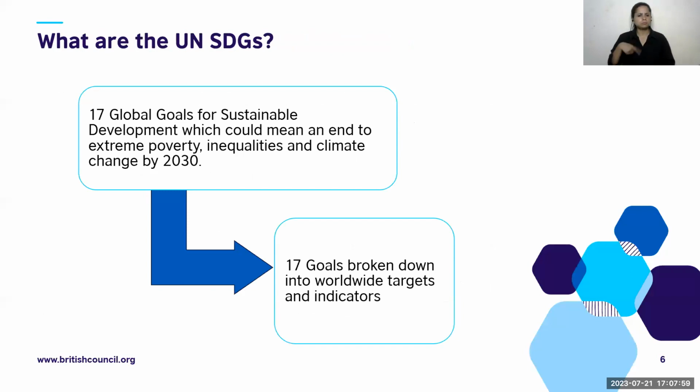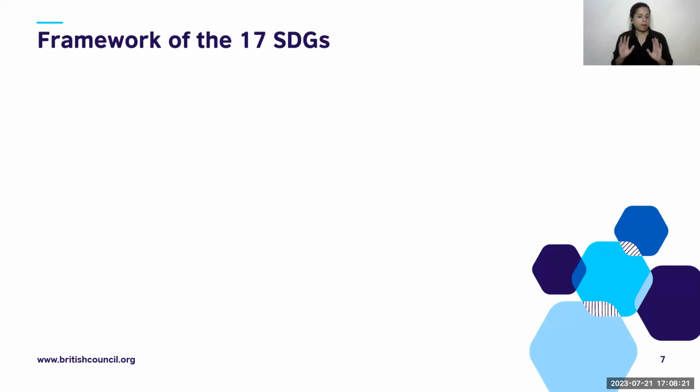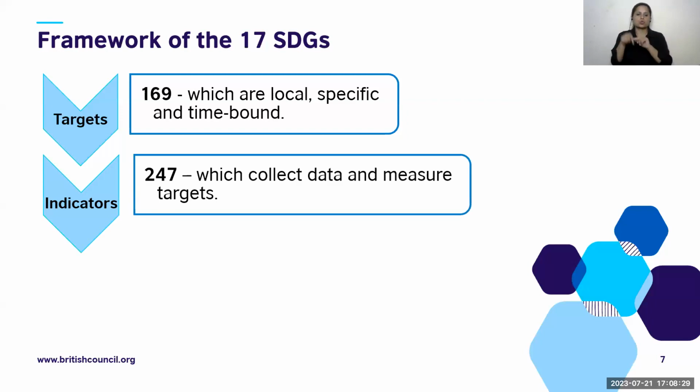What are the United Nations Sustainable Development Goals? There are 17 global goals for sustainable development, which could mean an end to extreme poverty, inequalities, and climate change by 2030. These 17 goals are further broken down into worldwide targets and indicators. So the framework of the 17 SDGs is up on your screen now. There are 169 targets, which are very local, specific, and time-bound. There are 247 indicators which collect data and measure these targets that I just spoke about.